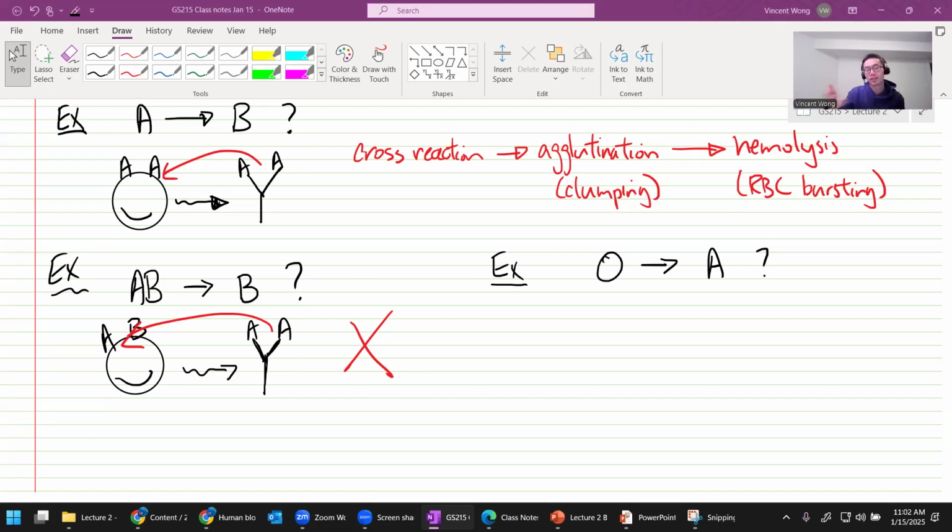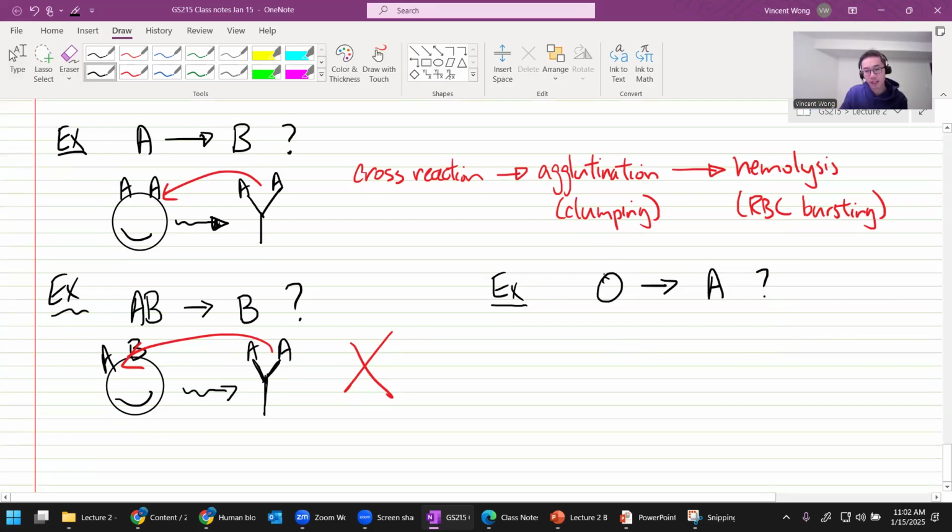I usually joke about this: if you don't understand blood transfusion by the end of the course, please let me know which hospital you're working at eventually, and I will try not to go there. Because if you give the wrong kind of blood transfusion, it could be life threatening. So this is safe though. If someone is type O, there is nothing on the surface of the cell.